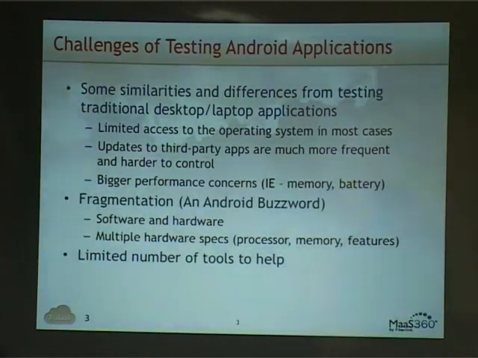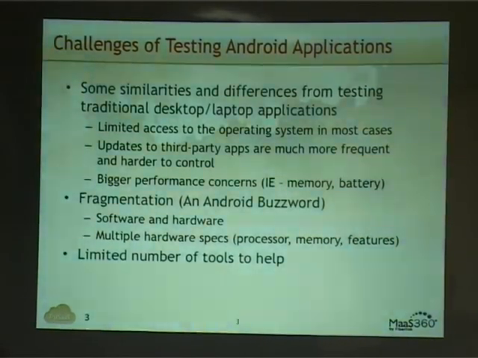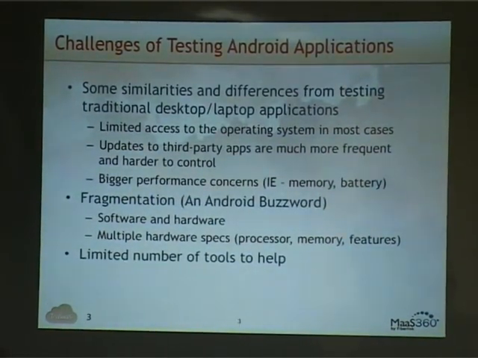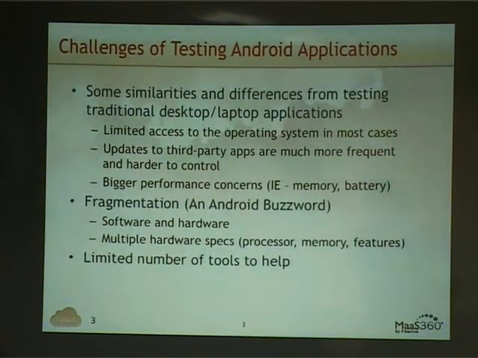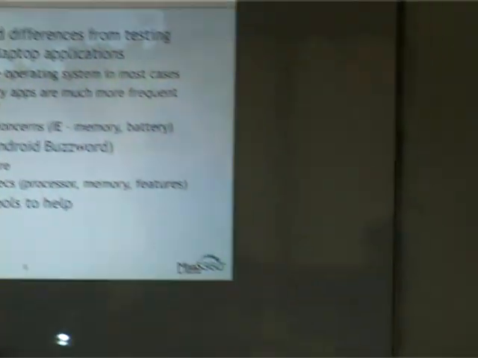Updates to third-party apps are much more frequent and harder to control with mobile applications, right? In days of PCs, especially in the corporate world, companies would use SMS or Tivoli, some other mechanism for deploying applications to their PCs, and they would control when the updates come out, right? A company could wrap enterprise applications up, push them out to the device, and then decide when, if, and where they're going to deploy an update.